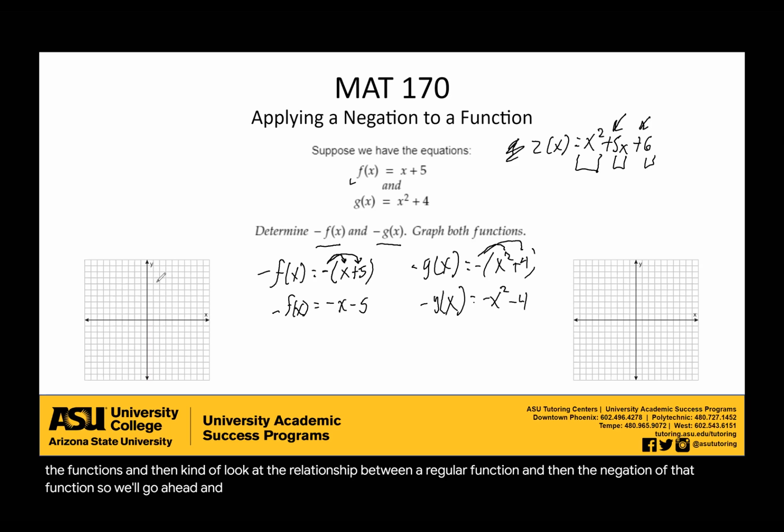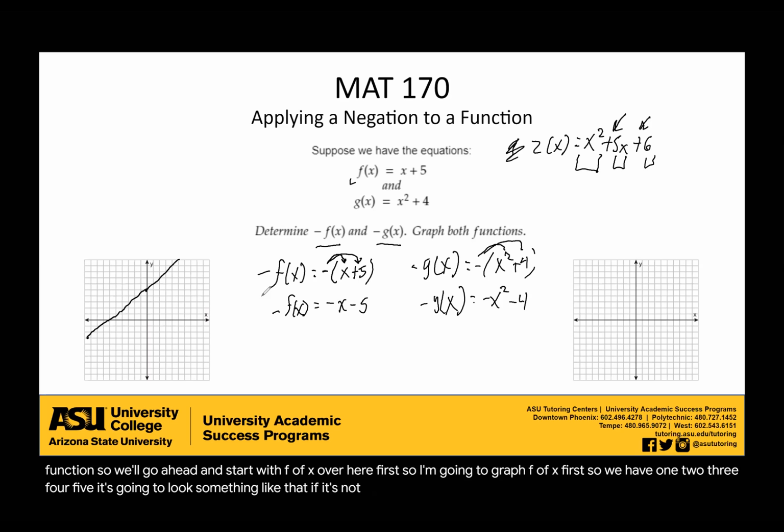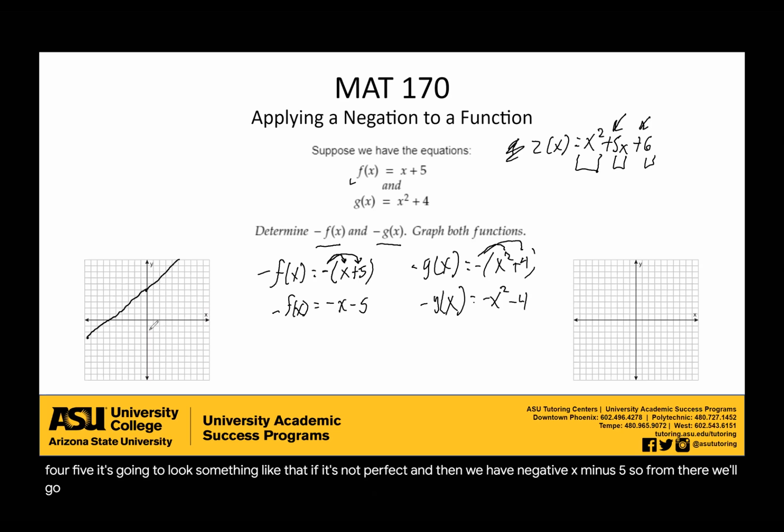So we'll go ahead and start with f of x over here first. So I'm going to graph f of x first. So we have 1, 2, 3, 4, 5. It's going to look something like that. Apologies if it's not perfect. And then we have negative x minus 5. So from there, we'll go down 5 in the negative direction. And then remember, because we have that negative x, that means our slope is going to be opposite of that of the regular function.